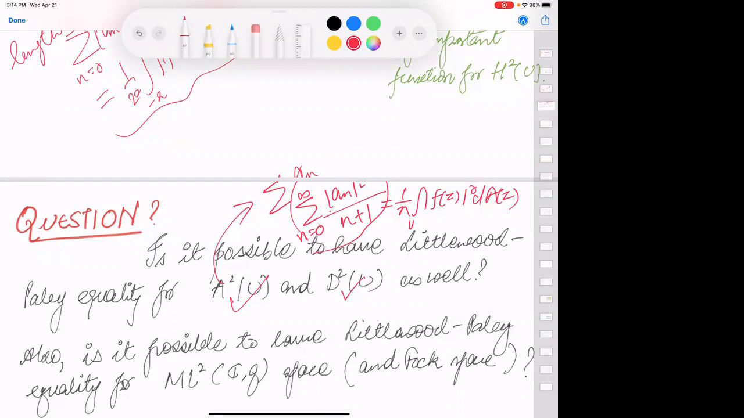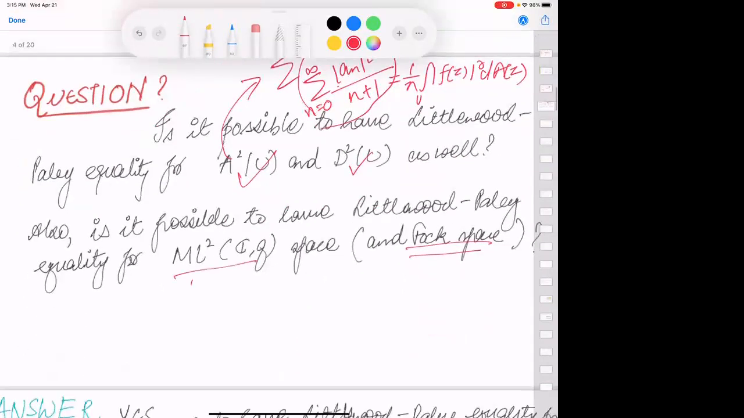Fortunately, I got to know that it is possible to produce this kind of equality for both of the spaces. Once I found this type of equality, I was curious whether it is possible to produce this type of equality for Fock space, or maybe for Mittag-Leffler space.